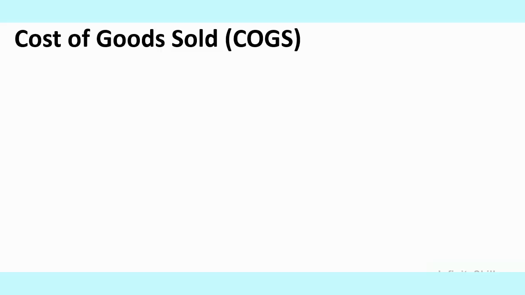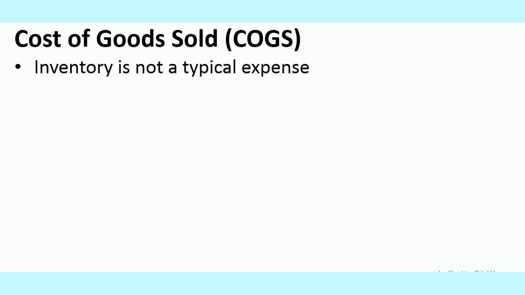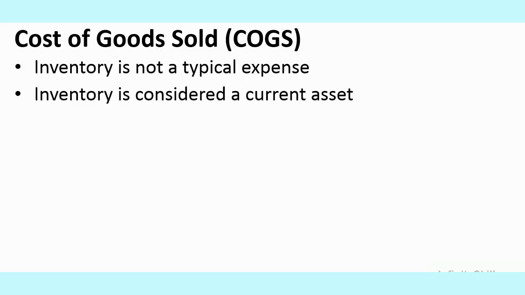Well, if you buy items to sell and keep them in stock instead of ordering on demand, then you have inventory. Purchases made for inventory, or the items needed to manufacture what you will eventually sell, are not simply entered as expenses, though. Inventory is considered a current asset.